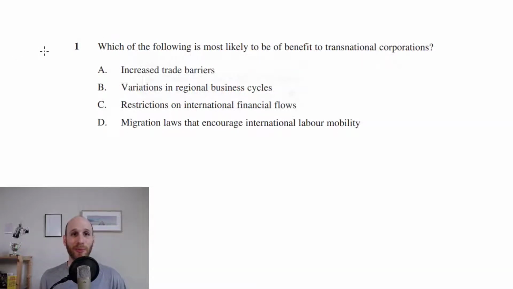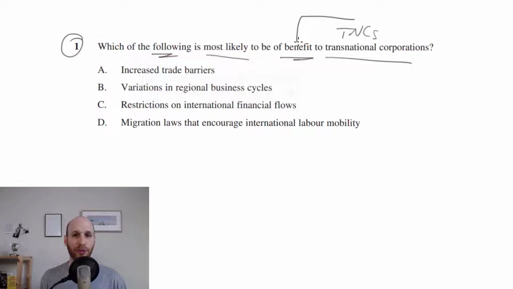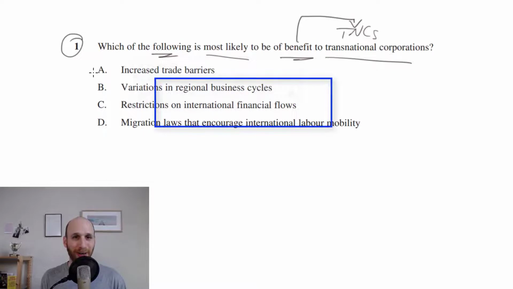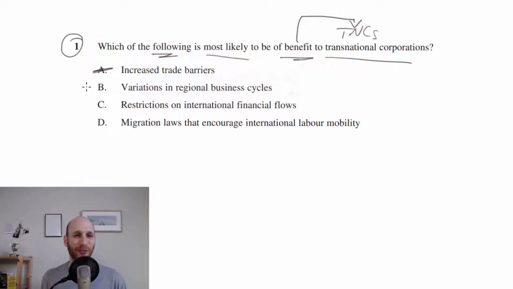Okay, so here we are with question number one. It says, which of the following is most likely to be of benefit to transnational corporations? So which of the following are going to give benefits to TNCs? Let's have a look. A, increased trade barriers. No. B, variations in regional business cycles.